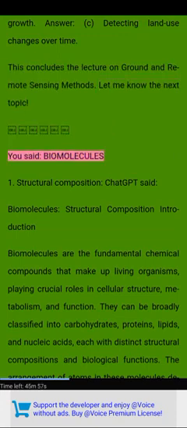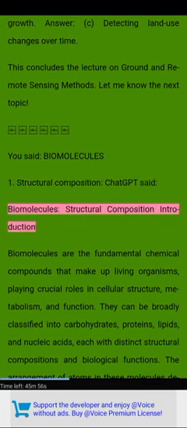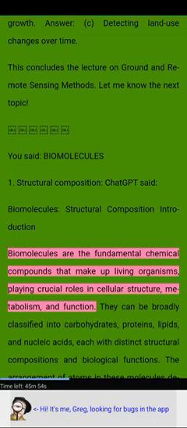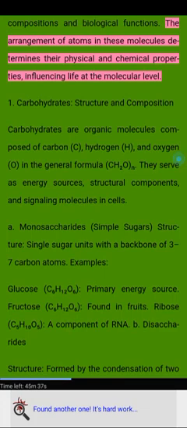Biomolecules, 1. Structural composition. Introduction. Biomolecules are the fundamental chemical compounds that make up living organisms, playing crucial roles in cellular structure, metabolism, and function. They can be broadly classified into carbohydrates, proteins, lipids, and nucleic acids, each with distinct structural compositions and biological functions. The arrangement of atoms in these molecules determines their physical and chemical properties, influencing life at the molecular level.